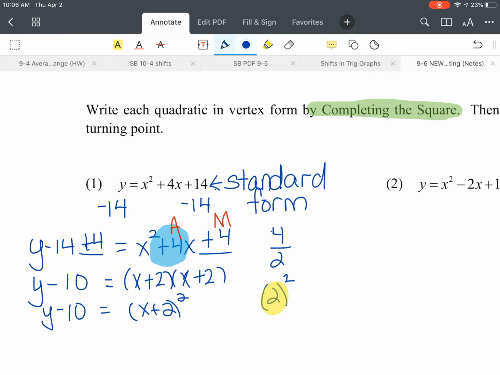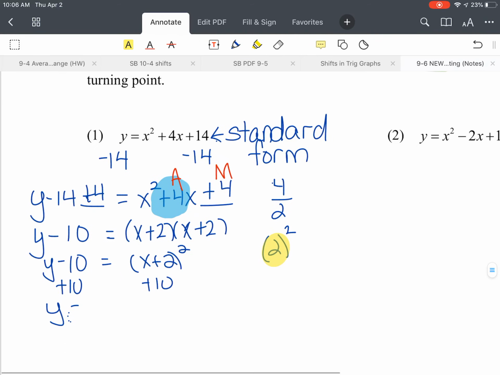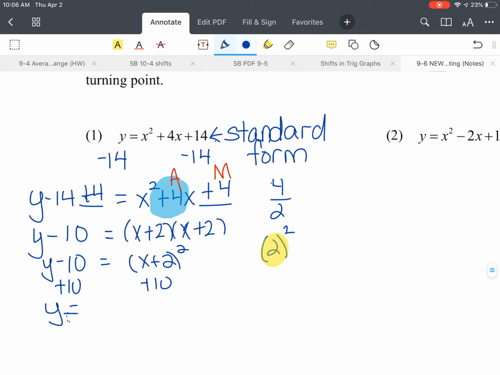Now this is where we differ from when we learned about completing the square to solve for the roots. It's actually less steps when we're doing completing the square to find vertex form, because now I'm almost there. All I have to do is move the 10 back over and I'm done. y equals x plus 2 squared plus 10. And that is now in vertex form.